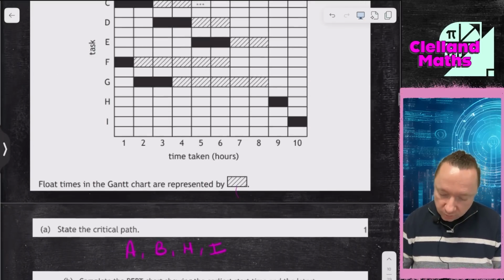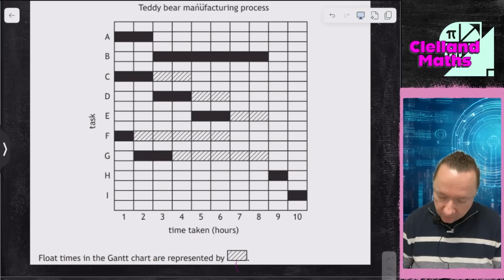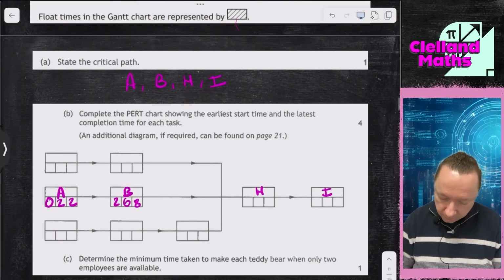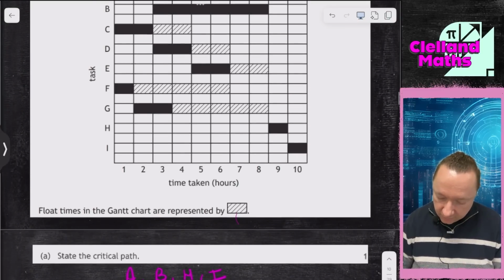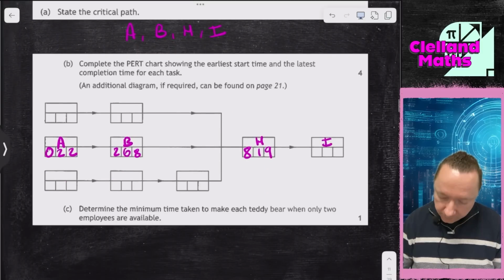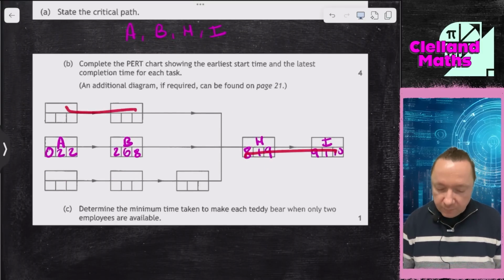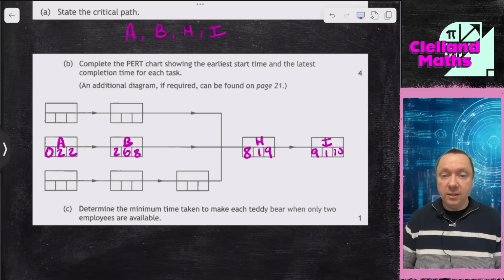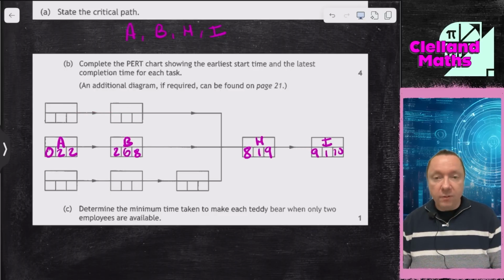Let's do the same for H. 8, 1, 9. And similarly for I, 9, 10, 9, 1, 10. Now I've put this in the middle. It doesn't matter whether it goes there or whether that and that become A, B, H, and I. You'll get the same answer. So now we move on to the other tasks.